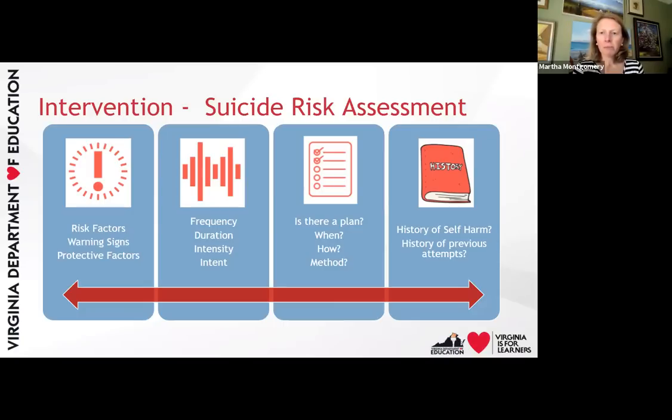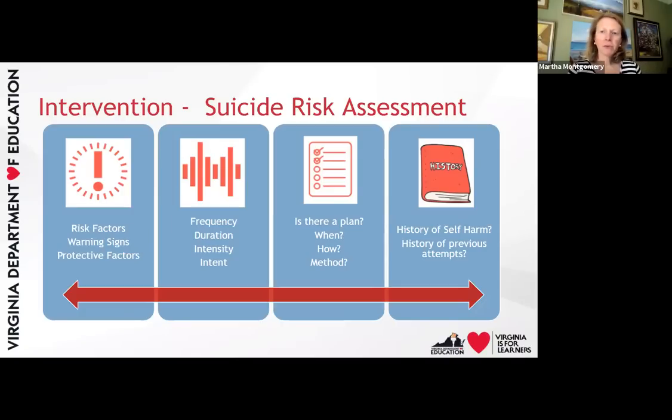And also, the piece of that that's really important as well is, what are their protective factors? Do they have established social groups? Do they have a good relationship with family, with faith, with other groups? And so those are important factors because they can be really crucial in our intervention phase.